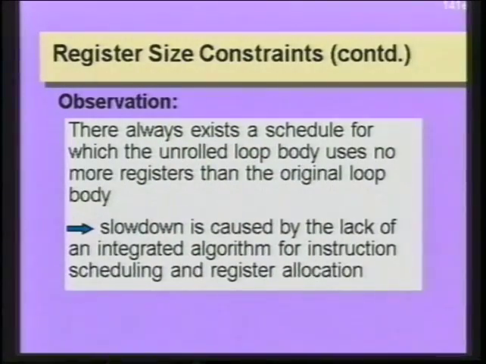Now let's take a closer look at this phenomenon. Is it really the fault of loop unrolling that there's a degradation when large unroll factors are used? In actual fact, an unrolled loop body should be able to use the same number of registers as the original loop body. There always exists a schedule in which the copies of the loop body can be arranged contiguously so that the same set of registers is reused for each copy. So it's really not the fault of loop unrolling that we see this degradation.